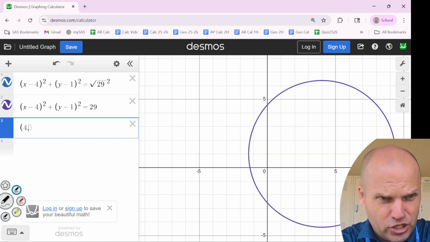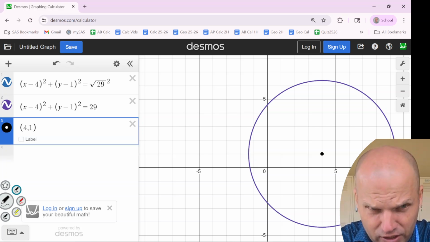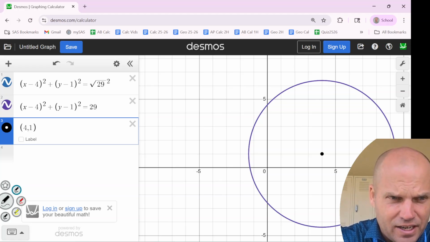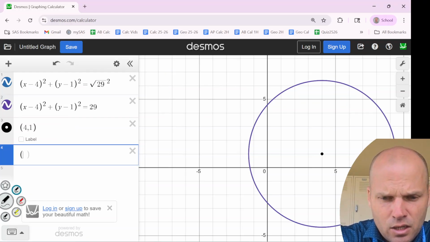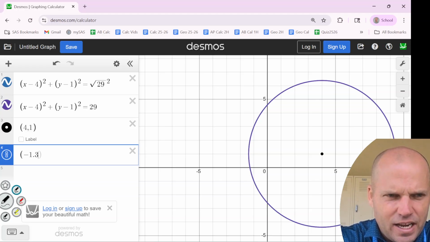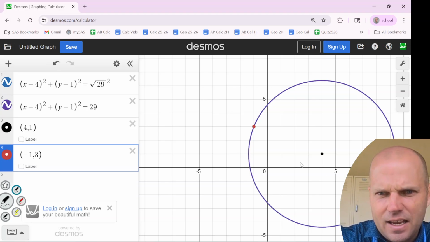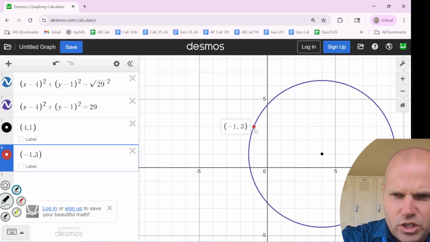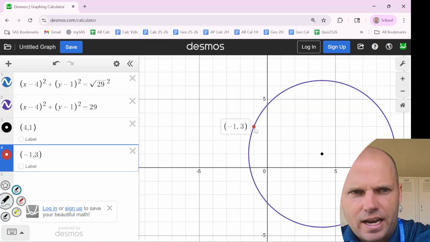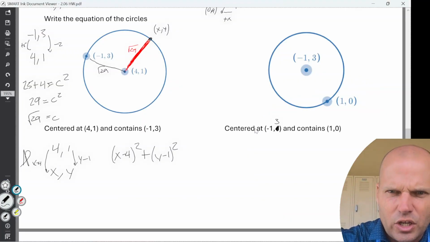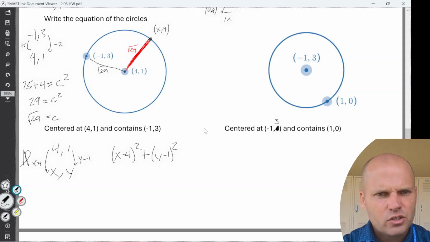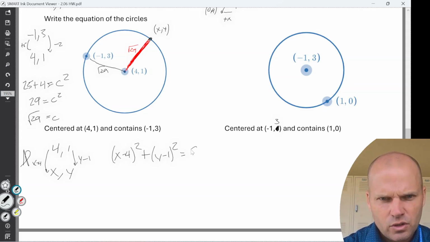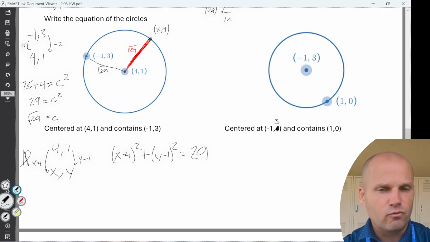Now, what we're going to do to check is plot the center. Does it look like it's in the center, or can you understand that it's in the center? And try to visualize that point (−1, 3). Is it where it should be? Which it is. This is how we check our work. Make sure things are correct. So this equals c², or root 29 squared.